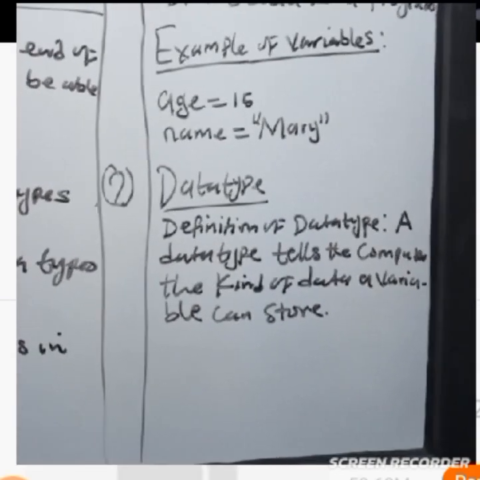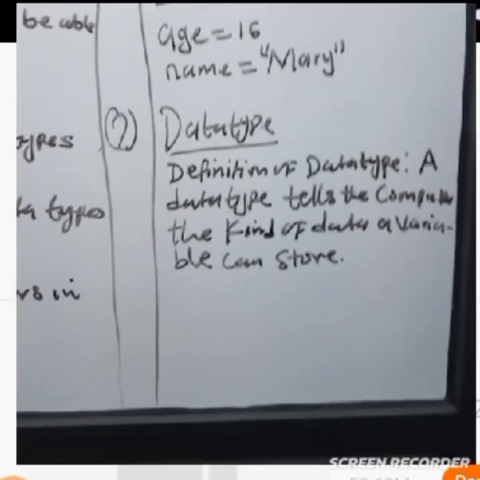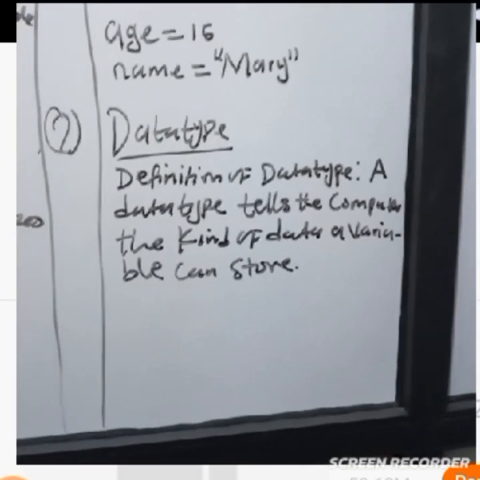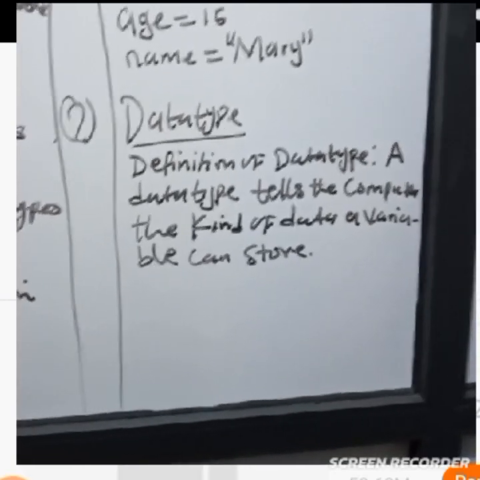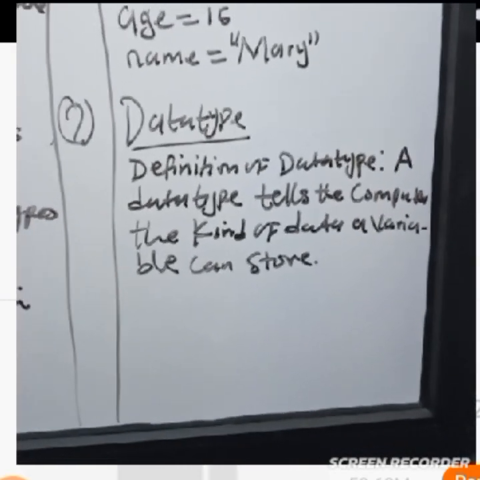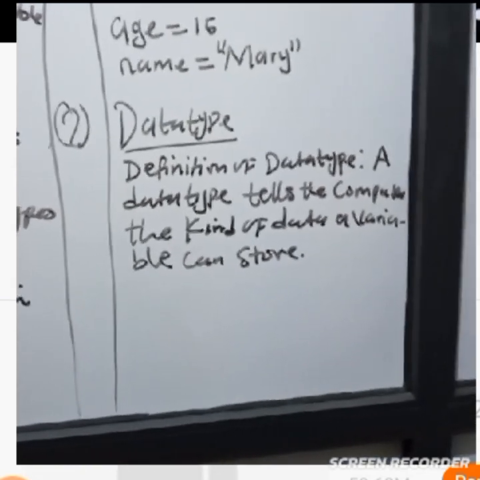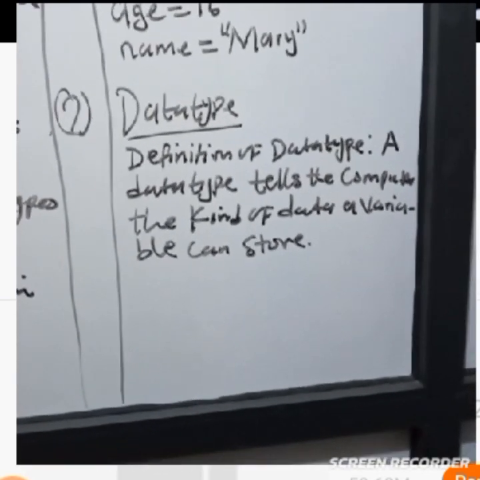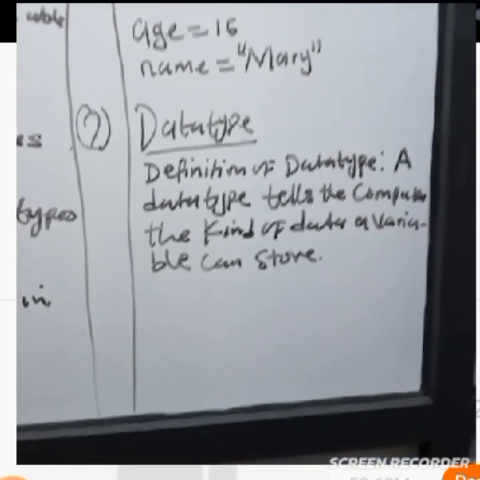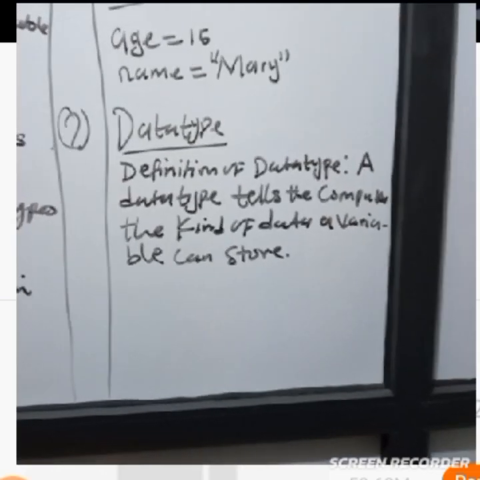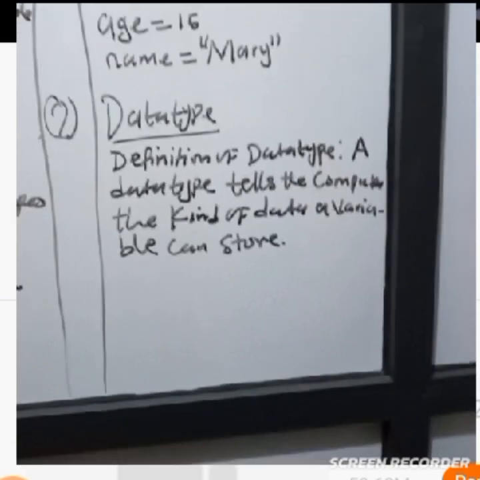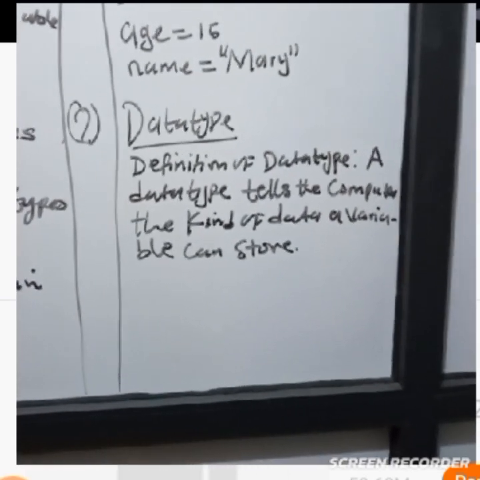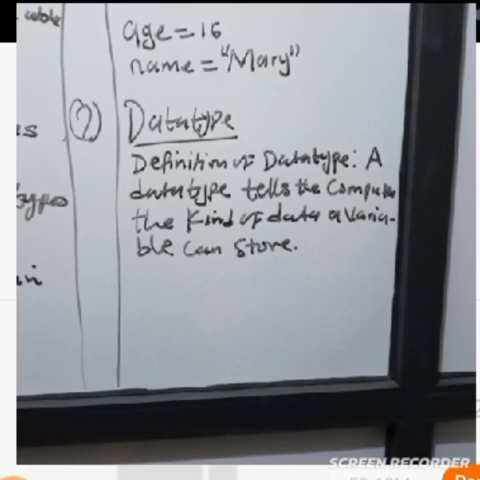Now let's move on to data type. Copy this, what you see on the board, to your notebook. Definition of data type: a data type tells the computer the kind of data a variable can store. The computer must know whether the data is a number, text, or true or false. This helps the computer to handle data correctly.